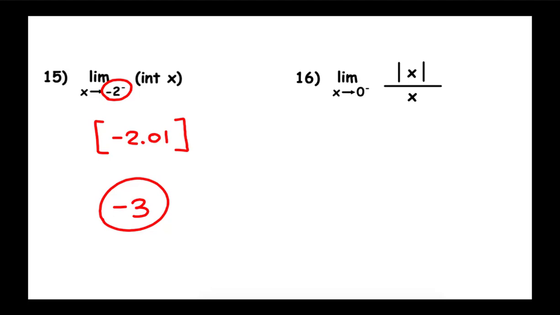Number 16 is the limit as x approaches 0 from the left. So we're plugging in numbers that are very close to 0, but they're negative. It's like -0.01, we'll say. If you plugged in a -0.01 to the numerator, it would get absolute valued. If you plug the -0.01 into the denominator, it would not. So here's what would happen. This would turn positive.